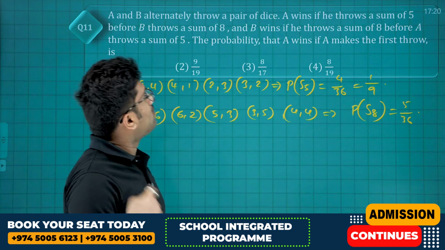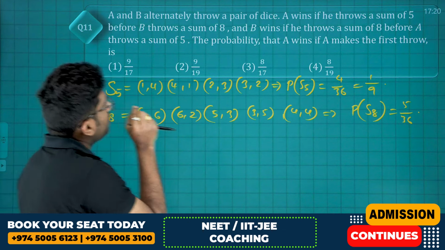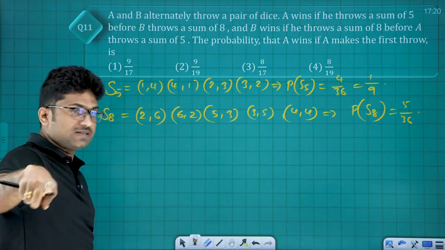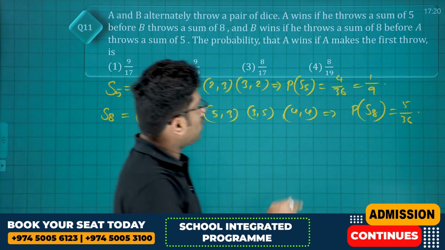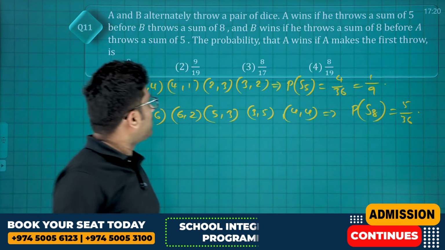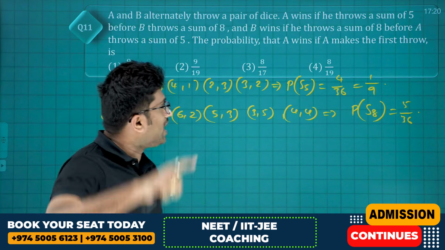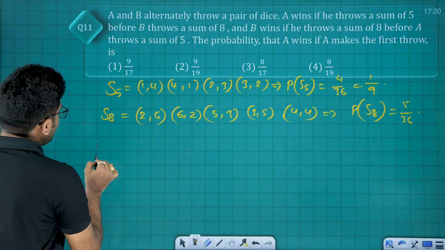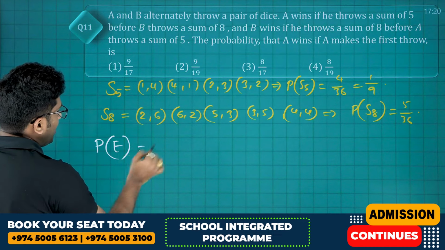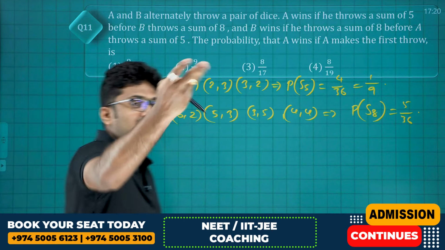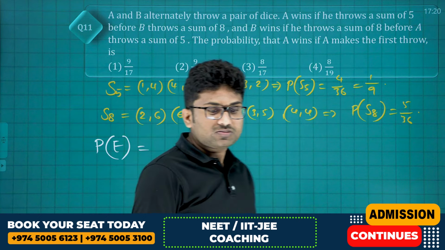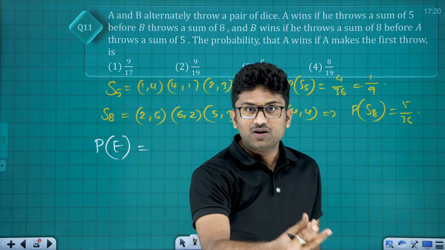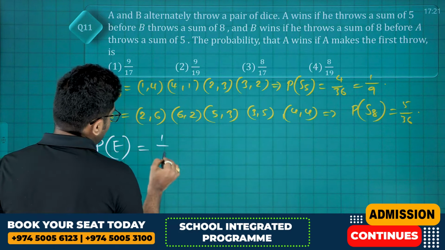A wins if he throws a sum of 5 before B throws 8, and B wins if he throws 8 before A throws 5. The probability that A wins if A makes the first throw. If A makes the first throw, they have given. See, the required probability of A winning the game is nothing but, first A started the game. If the sum is 5, then he is the winner. So starting itself, that is nothing but 1 by 9.